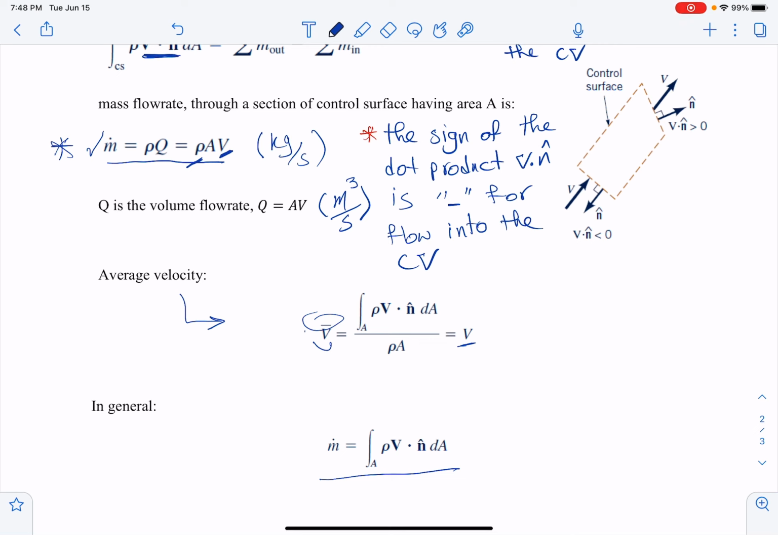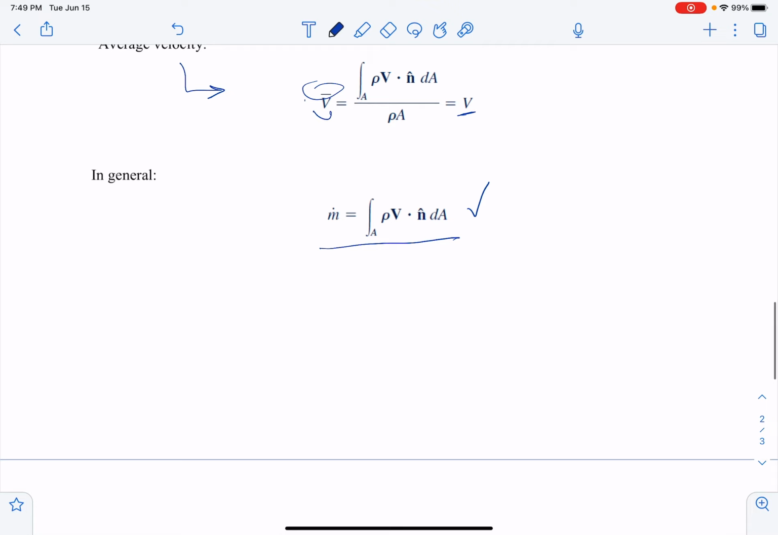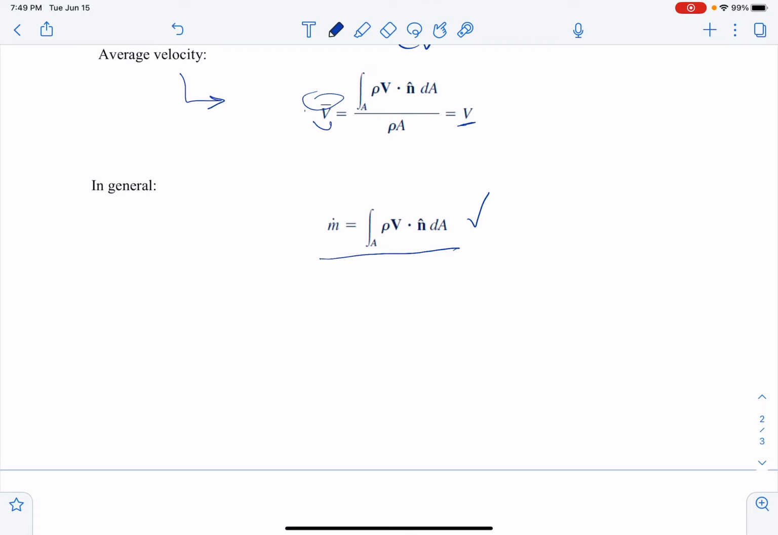But just for a side note, for most of the problems we give you, most, not all of the problems, you won't have to do the integral, so we can easily use this formula. In the next video I'm going to talk about control volumes and solving some exercises.